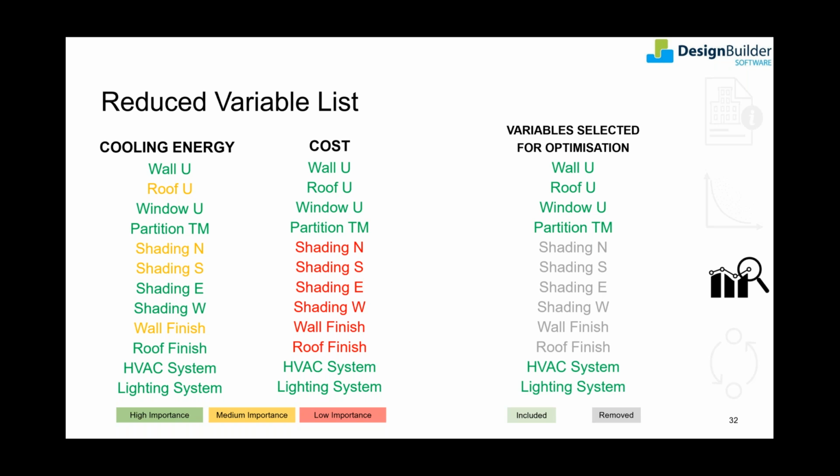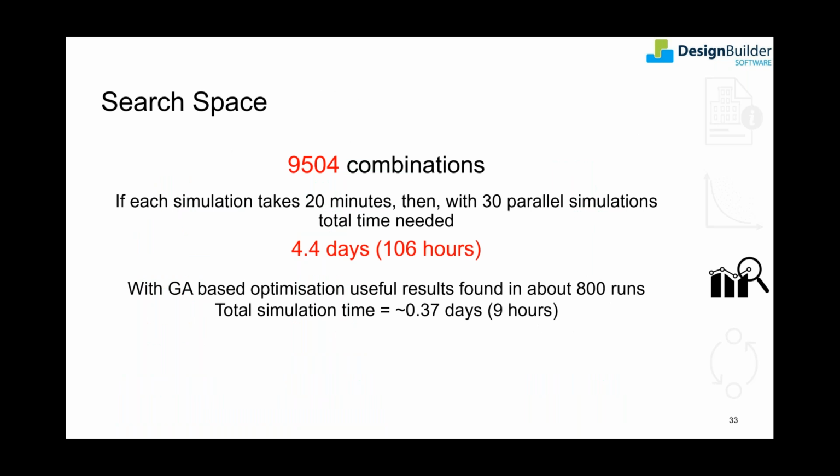Light and HVAC system affect both objectives and must be kept within the simplified optimization. Therefore, for the final simplified optimization, we have reduced the number of variables from 12 to 6. The green ones are included and the gray ones have been removed. The search space has reduced drastically to the extent that even a full parametric analysis is practically possible.